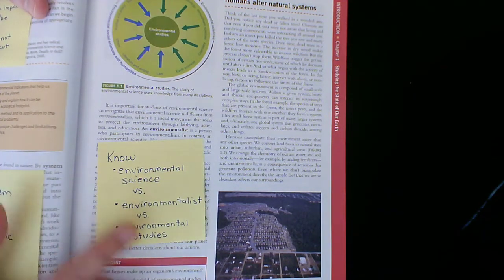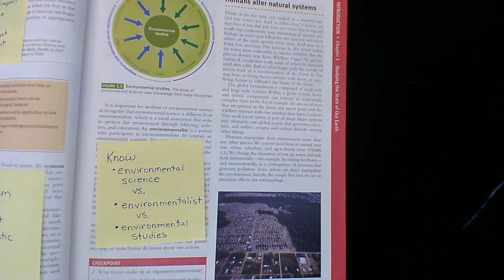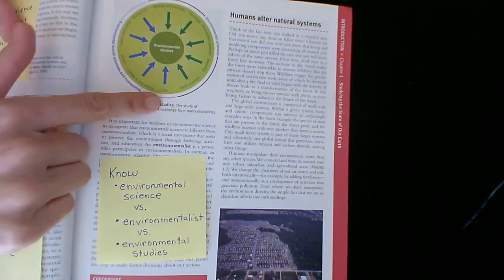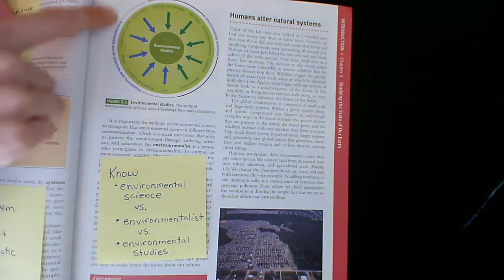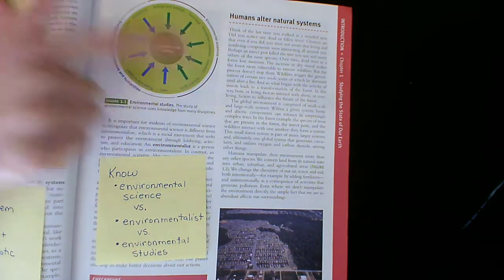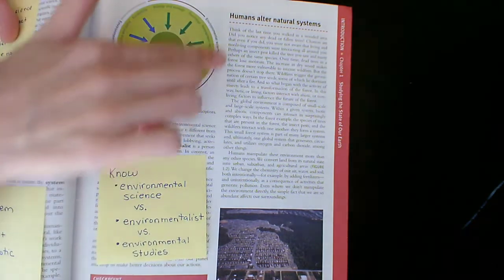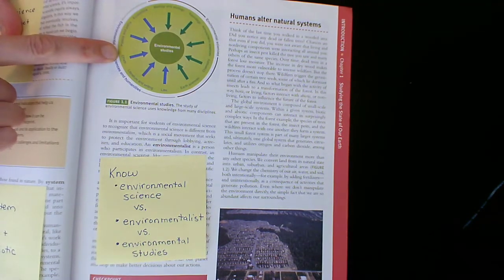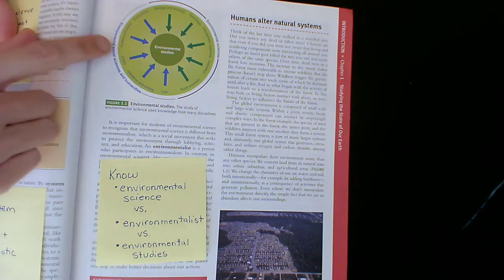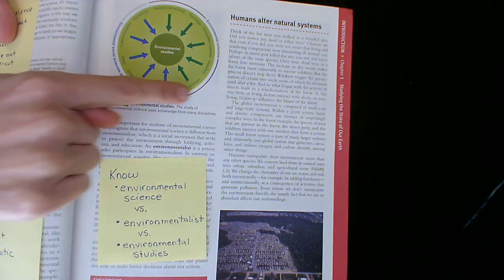Environmental studies is a much broader study of environmental science, but it includes all sorts of other topics: law, economics, literature, politics, and all the different types of sciences. So environmental studies is the overall big study of everything having to do with the environment. Environmental science is the science aspect of it.